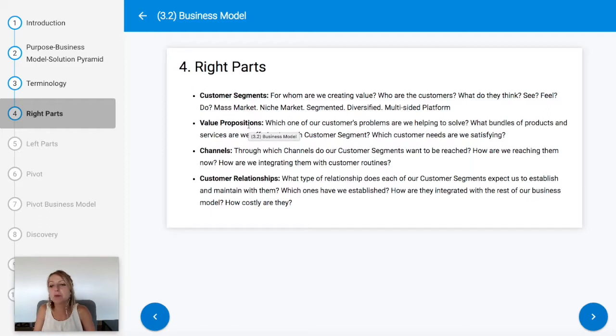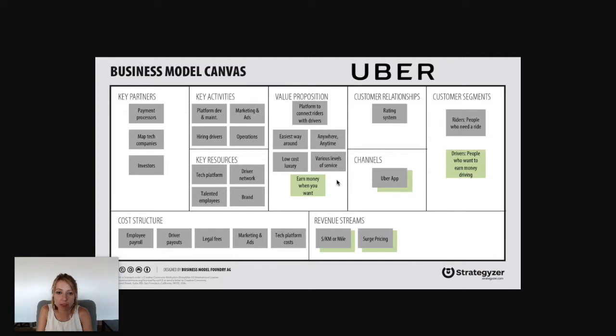But before that, I want to continue explaining the business model canvas. If we continue with the right parts, we have channels. What do channels mean? Channels are: through which channels do our customer segments want to be reached? How are we reaching them now? It's very important because once we have identified our customers and developed our customer segments and our value proposition, how can we connect them? How are we going to reach them? How are we going to integrate them with customer routines? What are going to be the channels? It's the link between customers and our value proposition. In this case, an app. Okay, they decided to do an app.